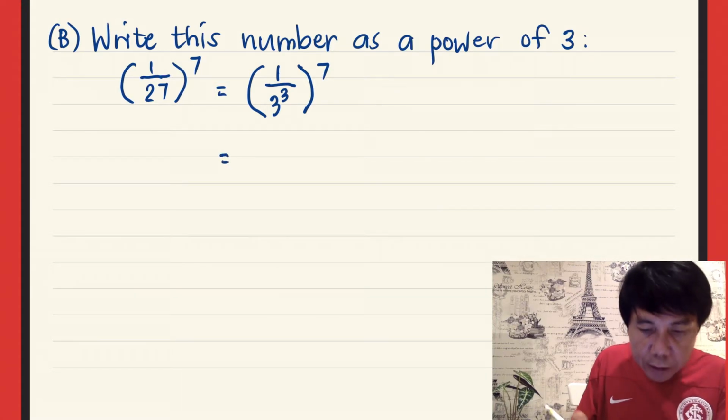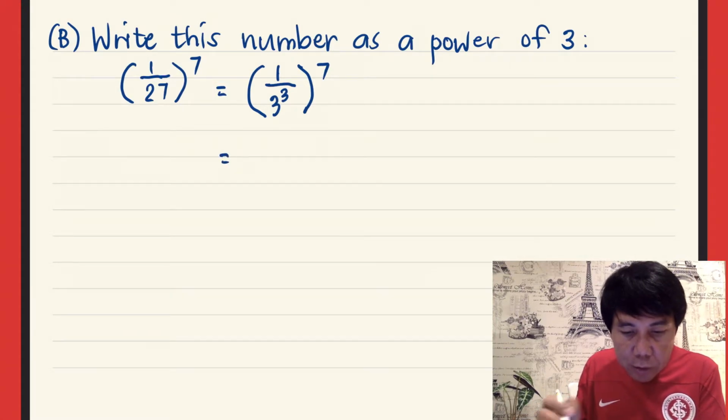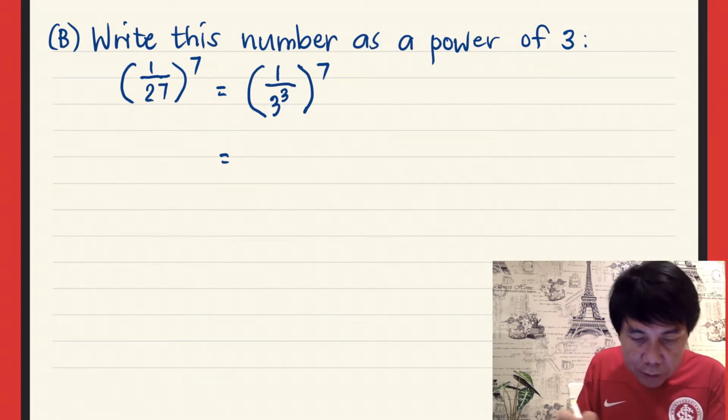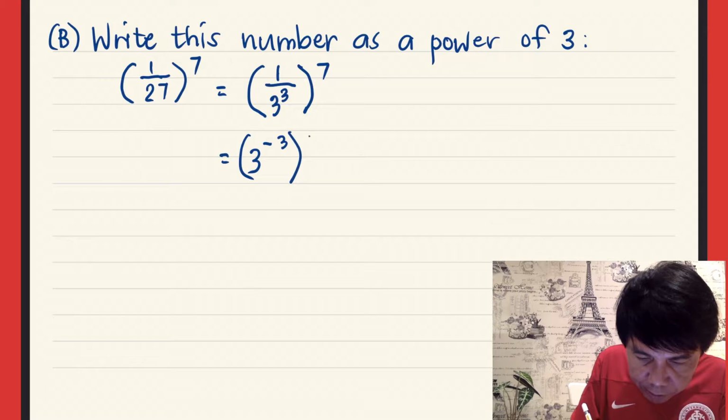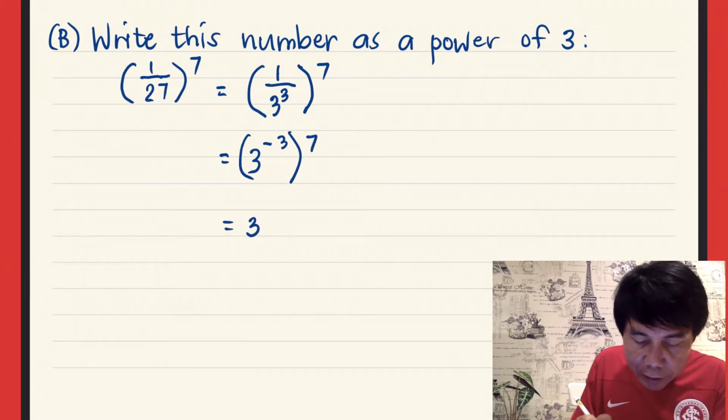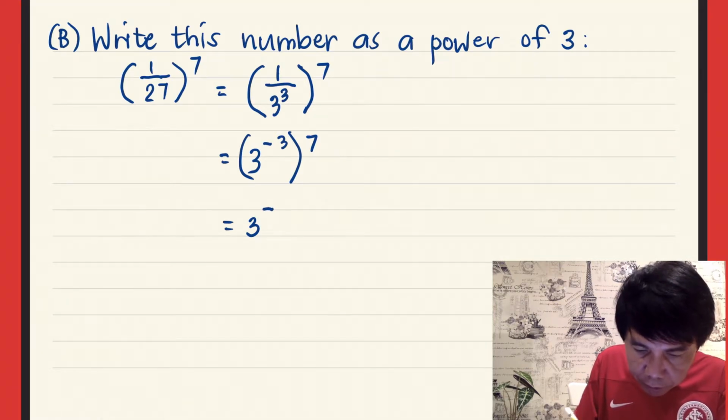Then we know that this one has a negative exponent. So that means it is 3 raised to the power of negative 3 times 7. So therefore, we have 3 raised to the power of negative 3 times 7, which is negative 21.